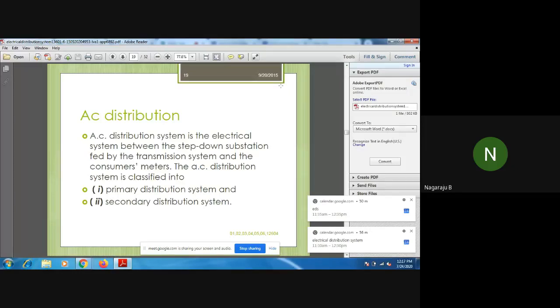Okay, so from the APSEB in the year 1999, ruling United AP had the APSEB. The APSEB was formed, and from the APSEB it was divided into AP Genco, AP Transco, as well as AP Discoms, different types of Discoms. So NPDCL and SPDCL.